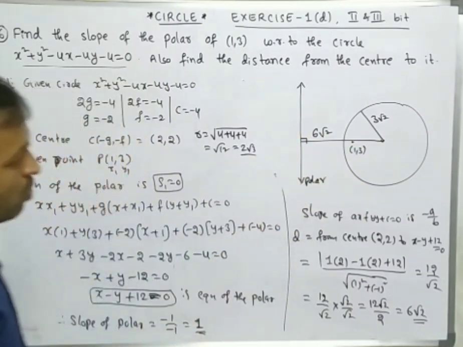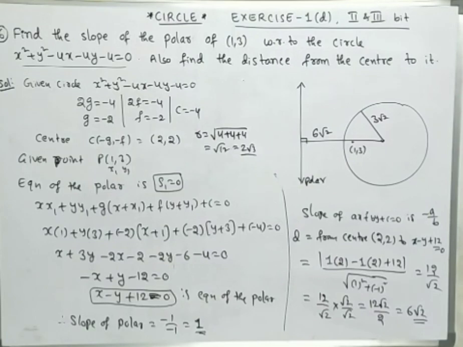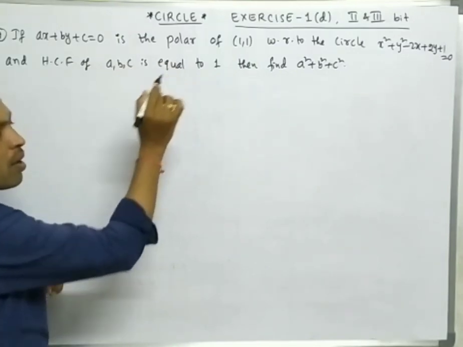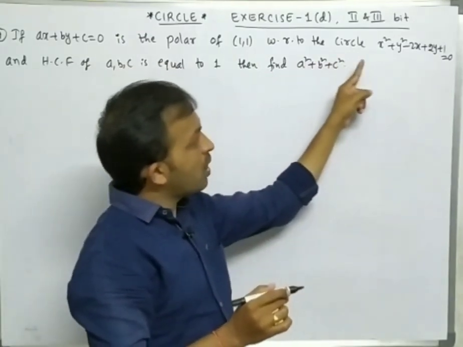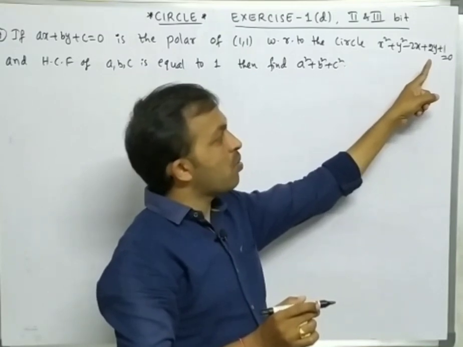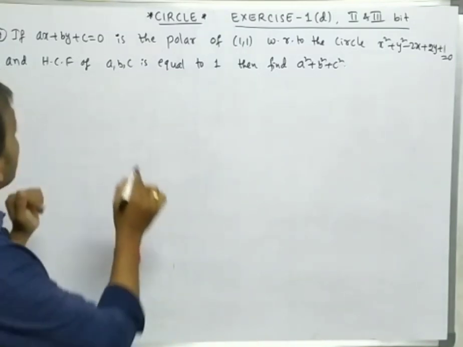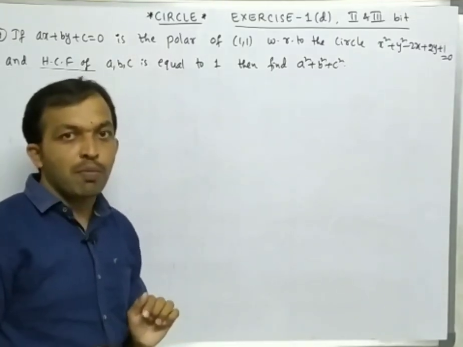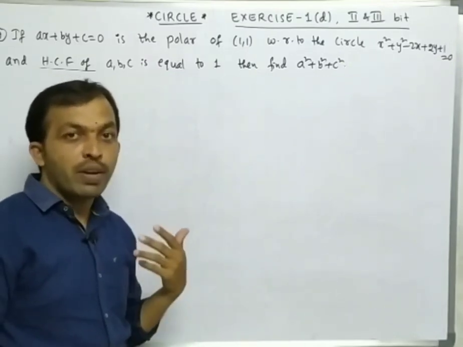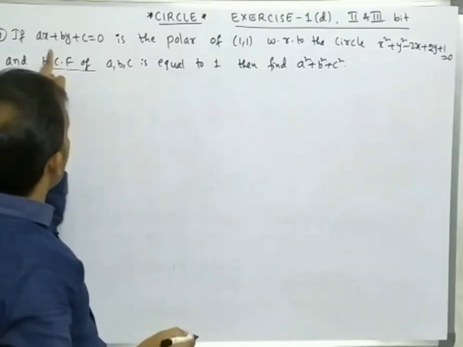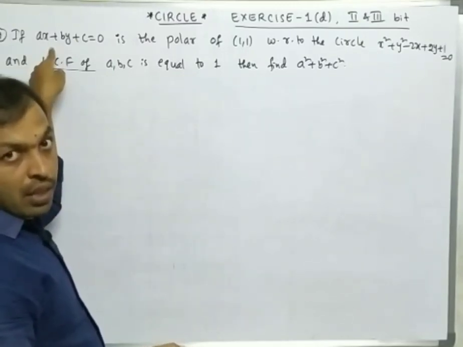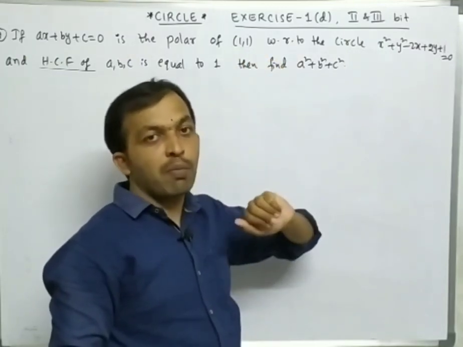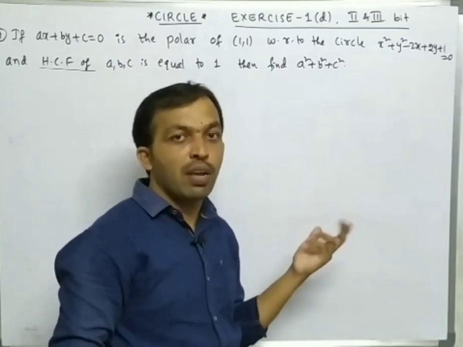Okay, so please do the correction. Seventh problem: if ax + by + c = 0 is the polar of (1, 1) with respect to the circle x² + y² − 2x + 2y + 1 = 0, and the HCF, highest common factor, of a, b, c is 1, then find a² + b² + c². These types of problems we already did in previous bits. It is given that this is the polar equation. We can find the polar equation for the circle, both represent the same. So using that concept we can solve this problem.